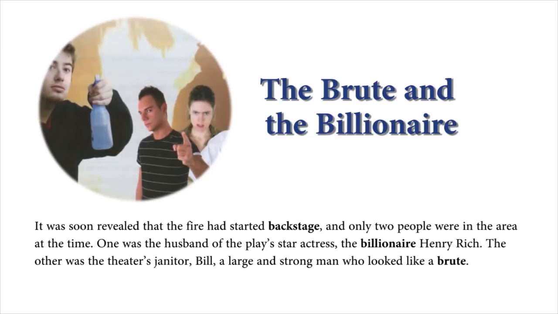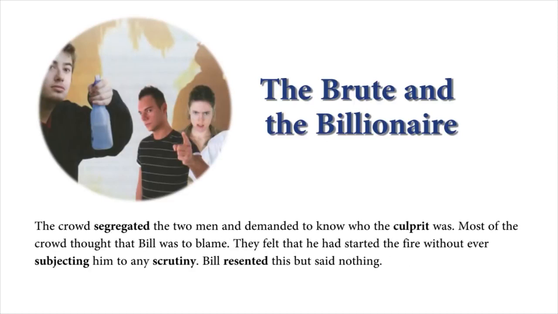It was soon revealed that the fire had started backstage, and only 2 people were in the area at the time. One was the husband of the play's star actress, the billionaire Henry Rich. The other was the theater's janitor, Bill, a large and strong man who looked like a brute. The crowd segregated the two men and demanded to know who the culprit was.